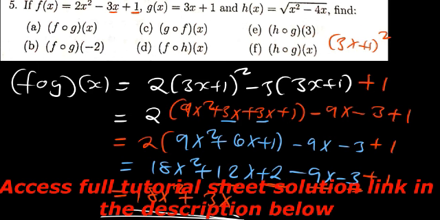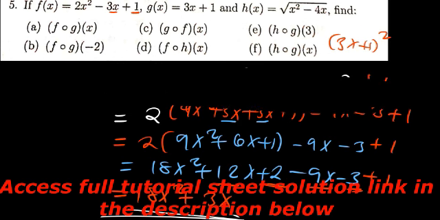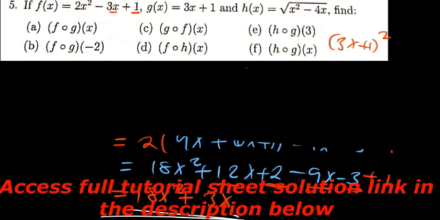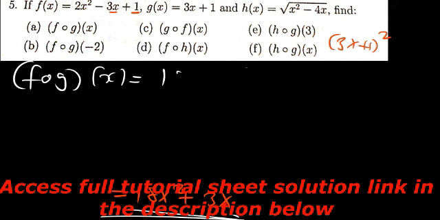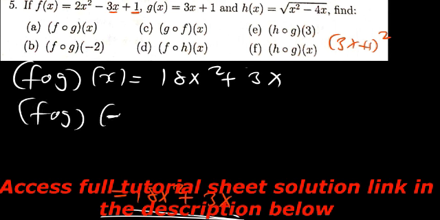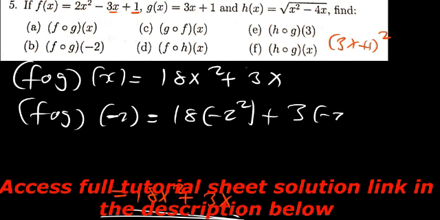Okay, now let us go ahead and do part B. Now part B, they are giving us the same thing. Now they are saying that where there is x, put now 2. That's what they're telling us. The same answer we have found. So we have found that f of g of x is 18x squared plus 3x. So now they want us to find f of g of negative 2. Where there is x, put negative 2. I'll square it, plus 3 times negative 2, like that.